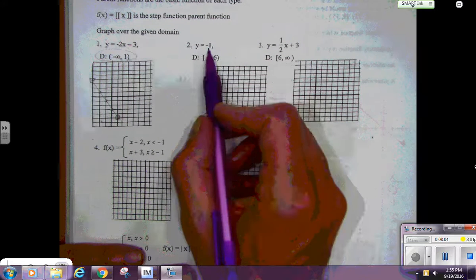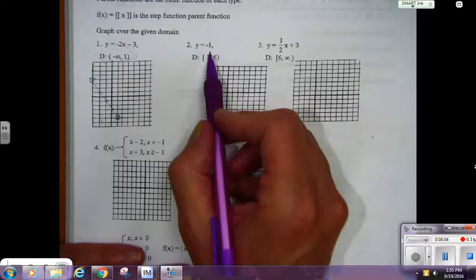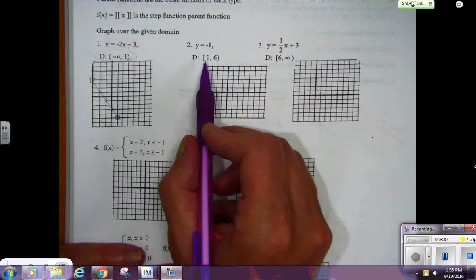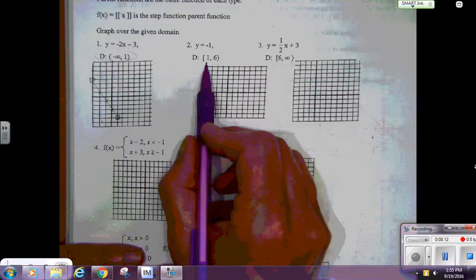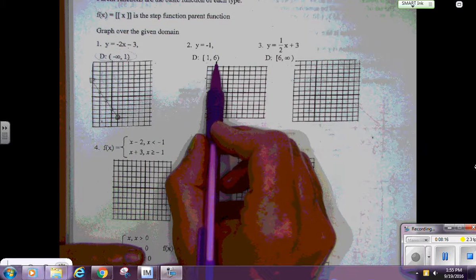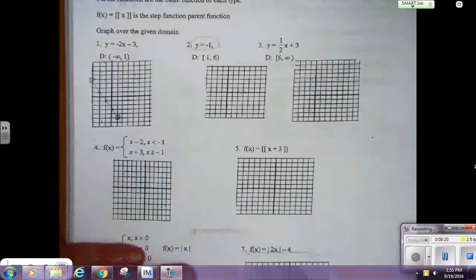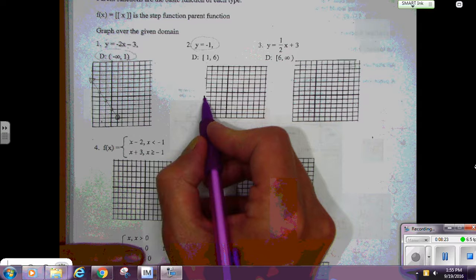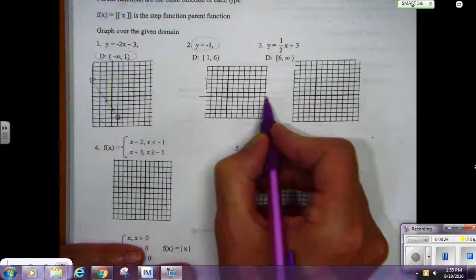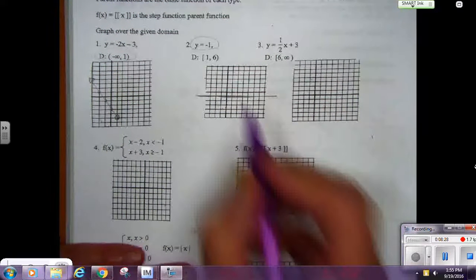Y equals negative 1, and your domain is from 1 to 6. The 1 is included, 6 is not included. So that means that we're going to have a closed circle at 1 where it starts, open circle at 6 where it stops. So this line y equals negative 1, that's a constant function. It's just a horizontal line where y is negative 1.